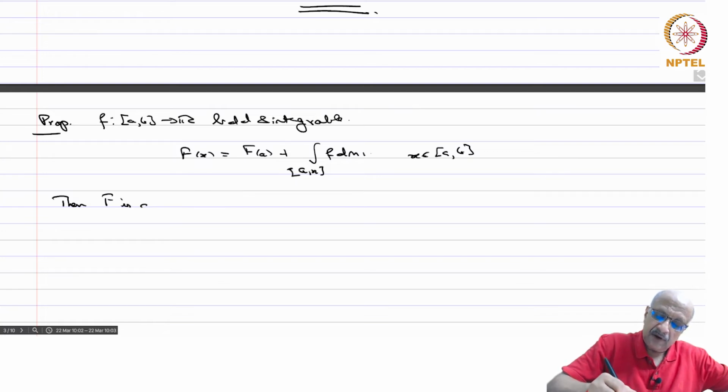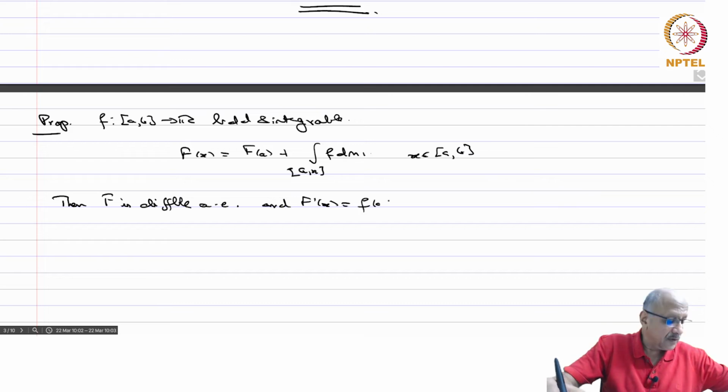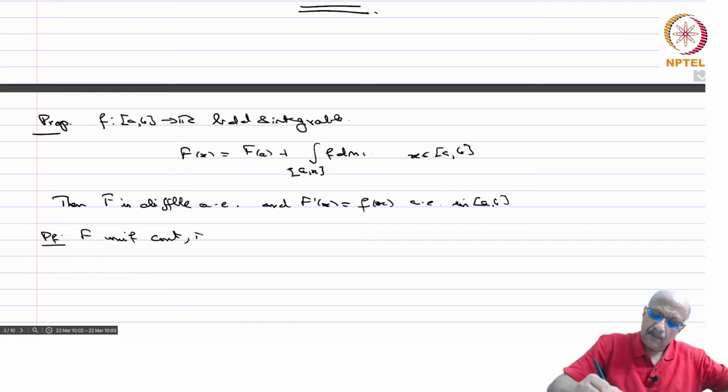F is differentiable almost everywhere, that we do already know, and F prime of x equals f of x almost everywhere in (a,b). So proof. F is uniformly continuous and of bounded variation, which implies F is differentiable almost everywhere. We know this already. Okay. Now let us assume mod f is less than or equal to M.